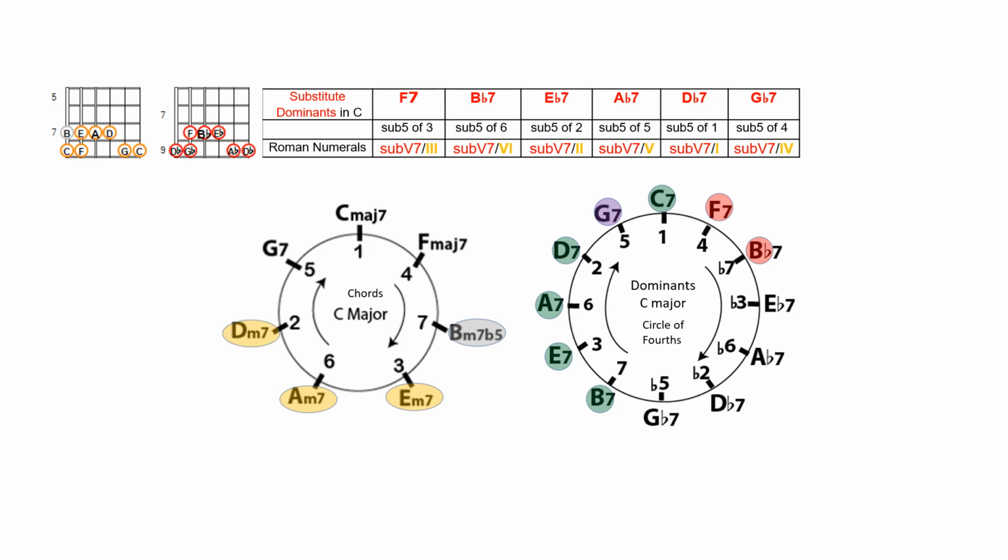A minor second above D minor 7, or 2, is E flat 7, the sub-5 of 2. A minor second above G7, or 5, is A flat 7, the sub-5 of 5. A minor second above C major 7, or 1, is D flat 7, the sub-5 of 1, or simply sub-5. A minor second above F major 7, or 4, is G flat 7, the sub-5 of 4.